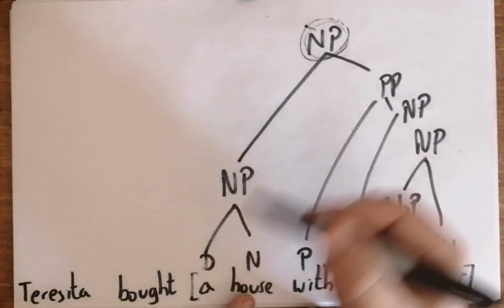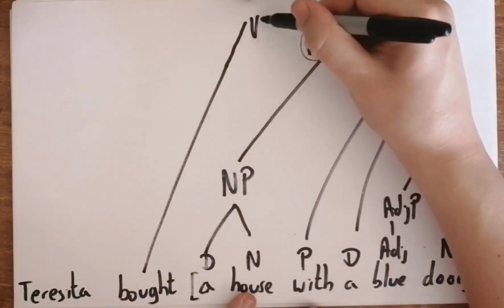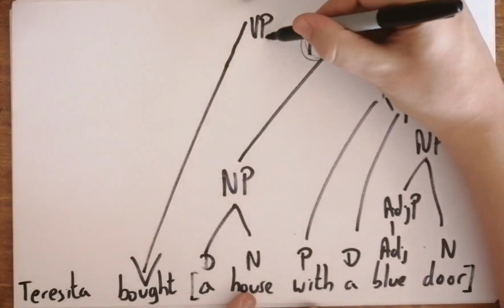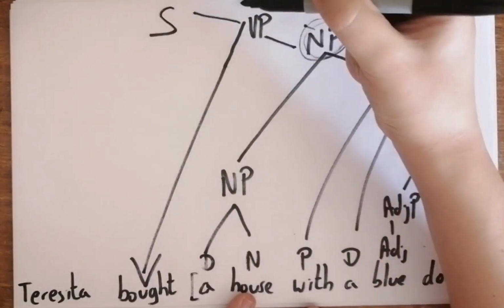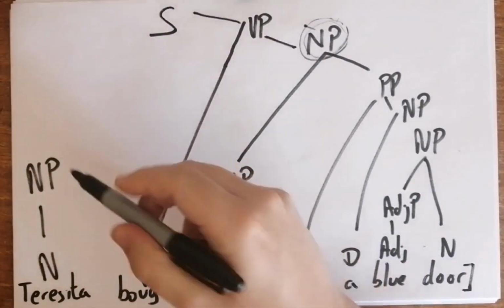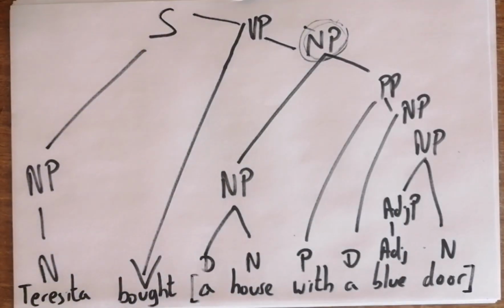Okay, so I guess the rest is pretty easy, right? We've got bought, which is a verb. Sorry, I should have written it down here, a verb. And that refers to there. So that section goes straight to the sentence level. Teresita is a noun, so therefore a noun phrase. And because she is the subject, we send that straight to the sentence level. Okay? I hope that information helps, guys.